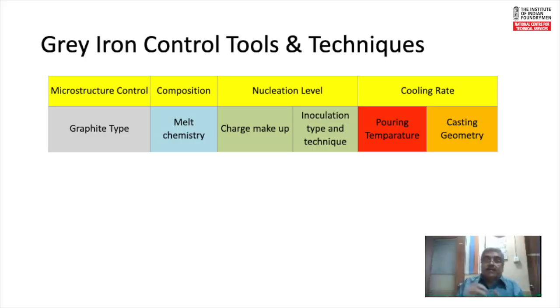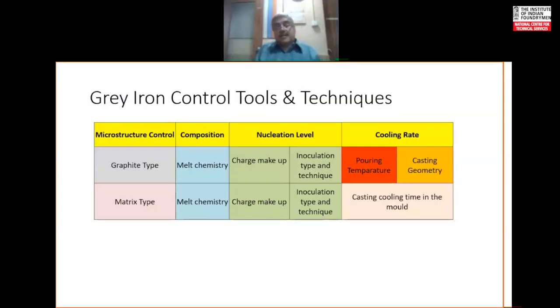And then this variation in the section thickness also will cause change in the microstructure, and that needs to be countered by bringing in proper nucleation levels. Matrix type is governed by melt chemistry. That means your carbon equivalents, rate of cooling, presence of alloying elements. So again, charge makeup and inoculation type and technique has an impact on the matrix. Chemistry has a big impact on that.